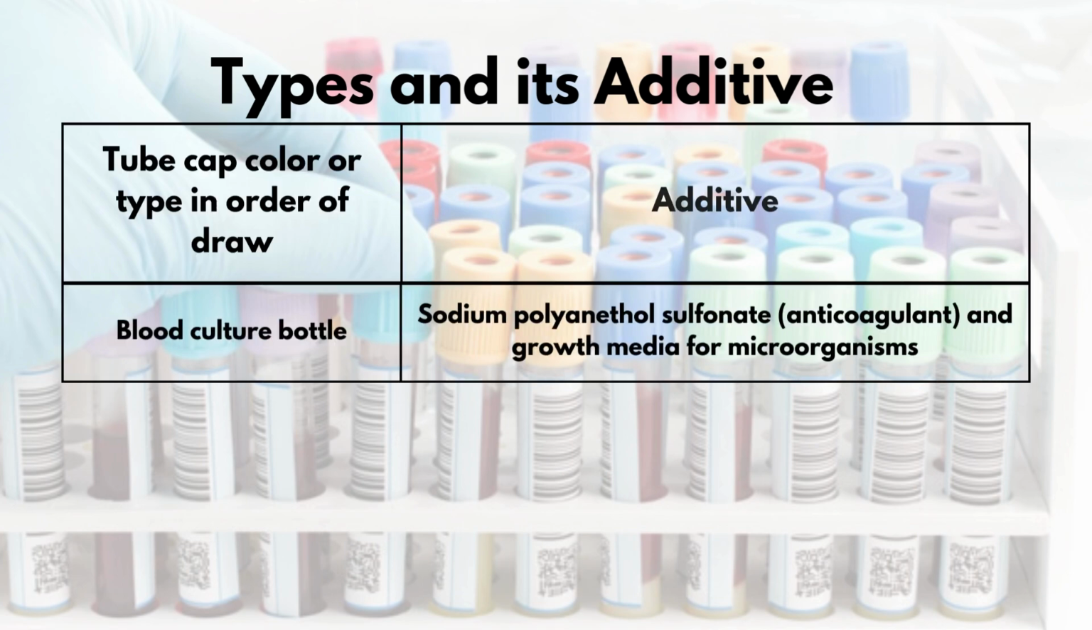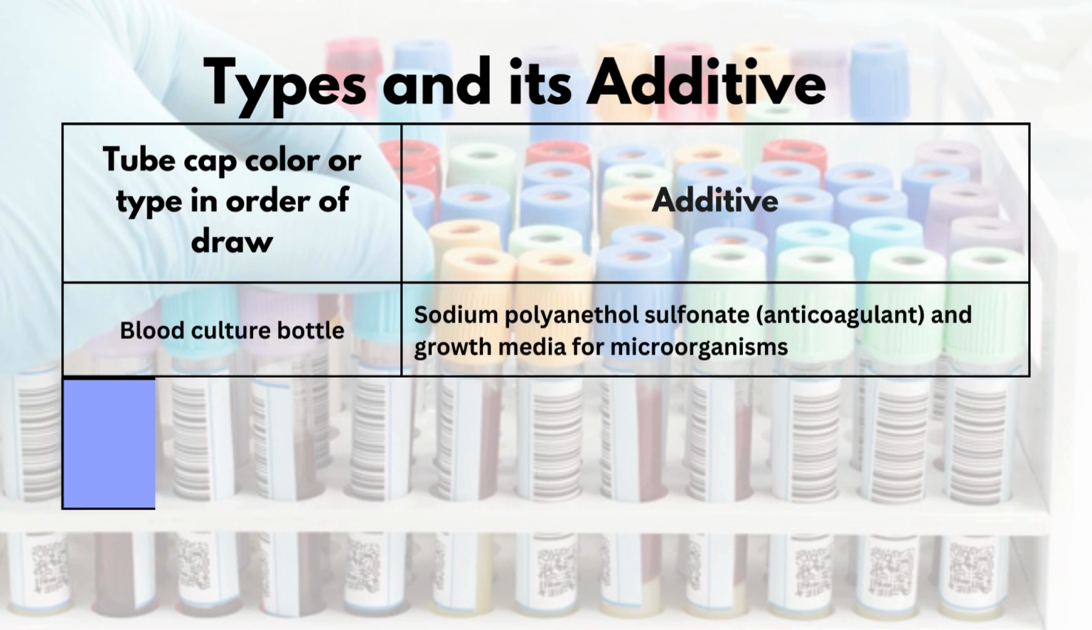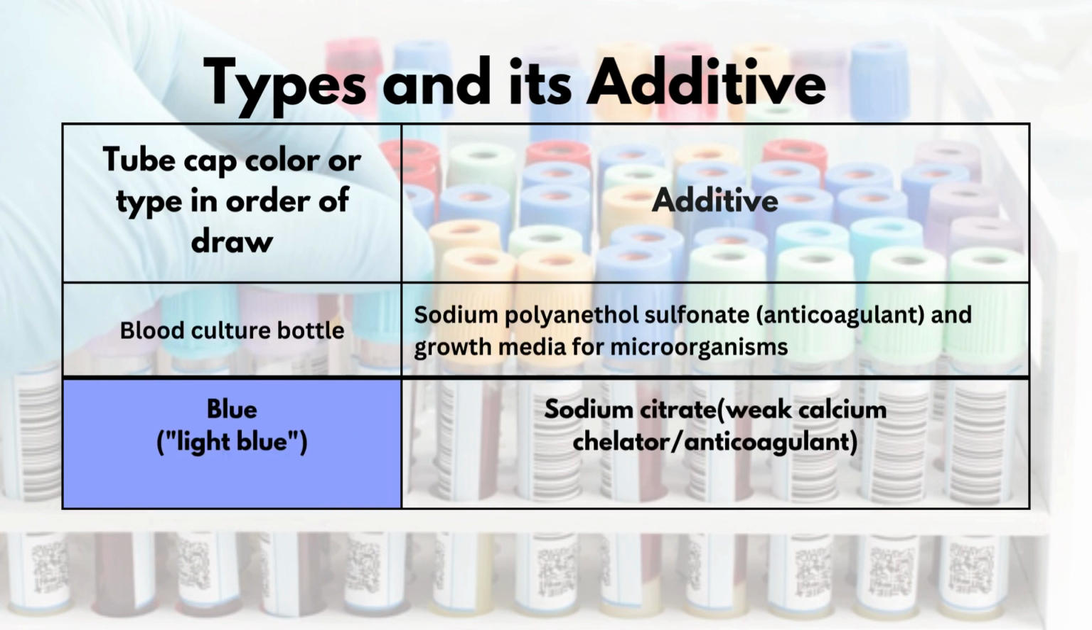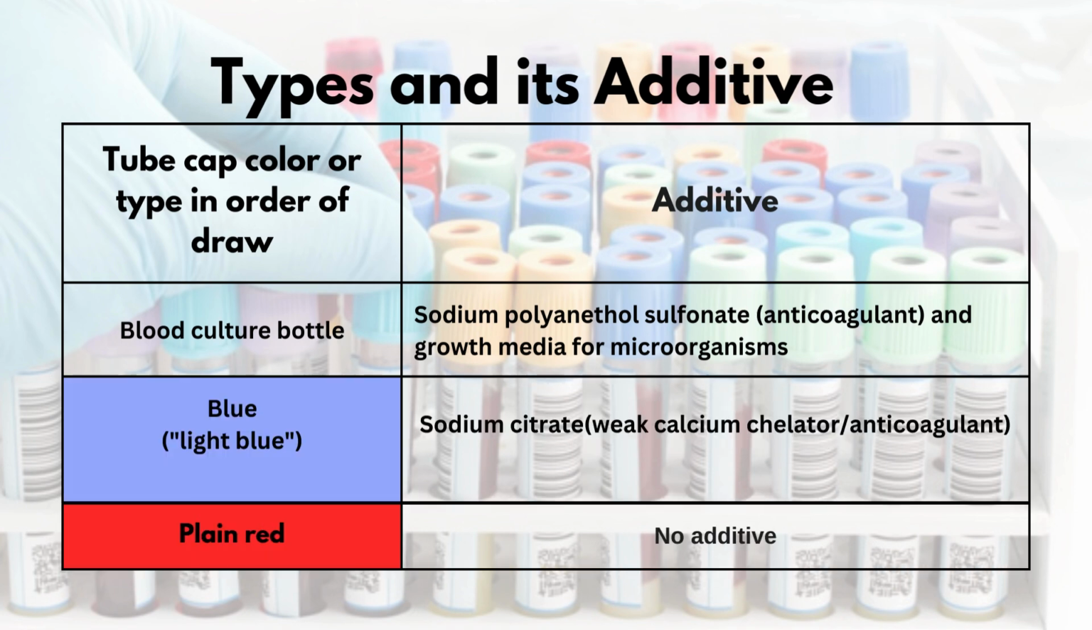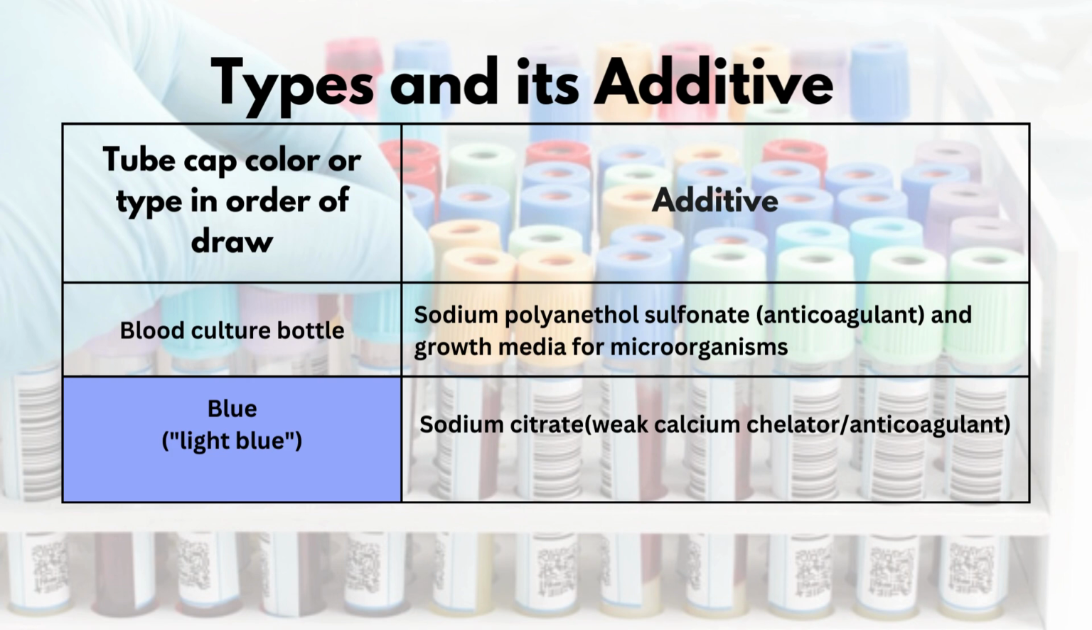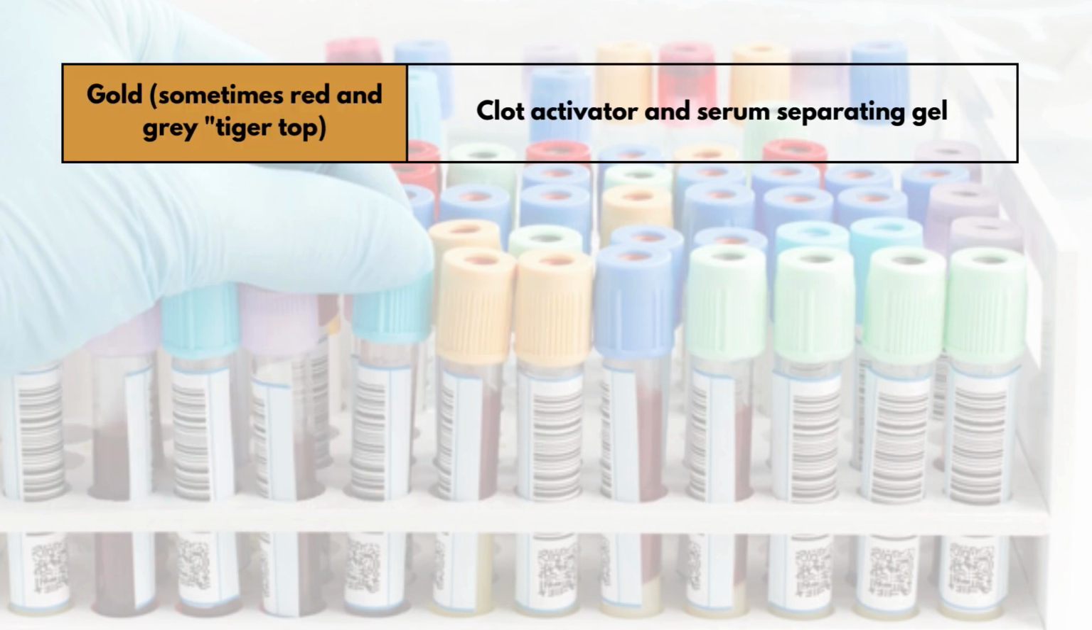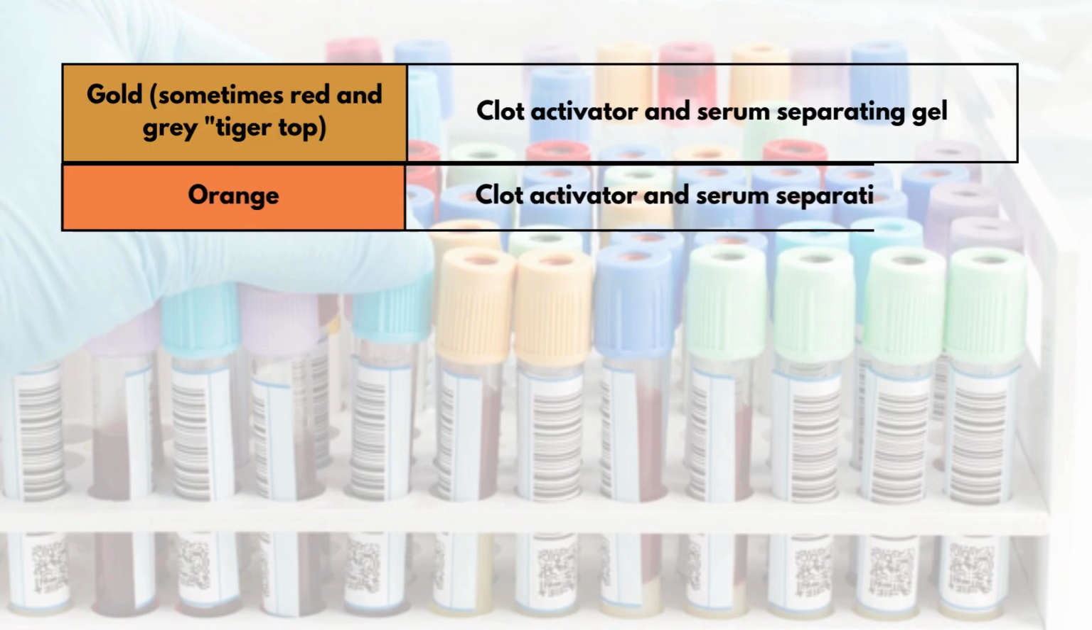Blood culture bottle contains sodium polyanethol sulfonate, anticoagulant, and growth media for microorganisms. Light blue color lid test tube contains sodium citrate, weak calcium chelator, anticoagulant additive. Plain red color lid test tube contains no additive. Gold, sometimes red and gray tiger top, color lid test tube contains clot activator and serum separating gel additive. Orange color lid test tube contains clot activator additive.